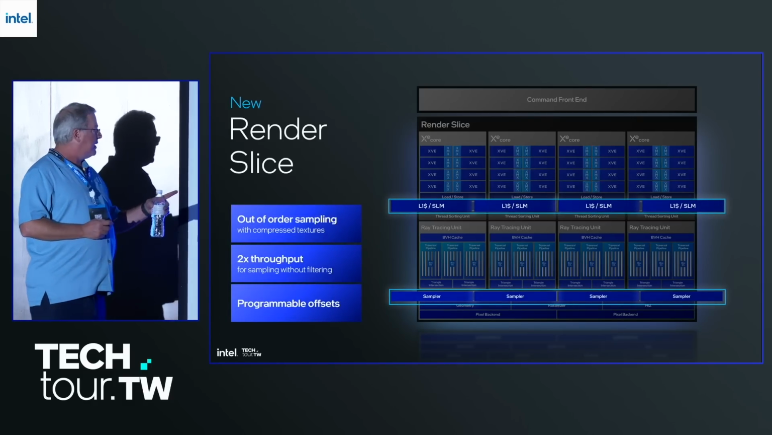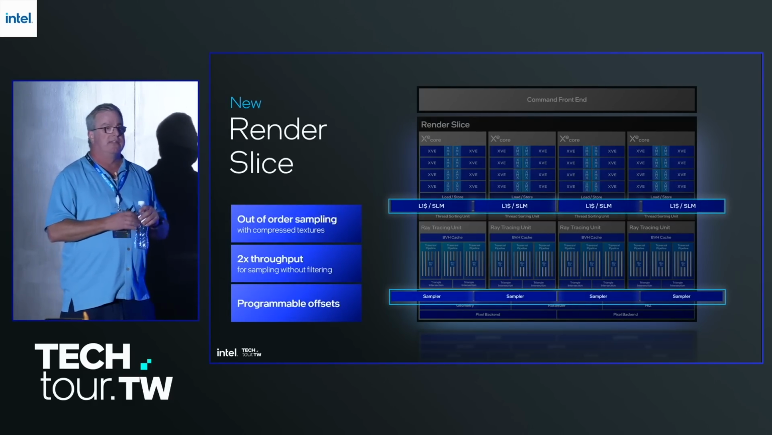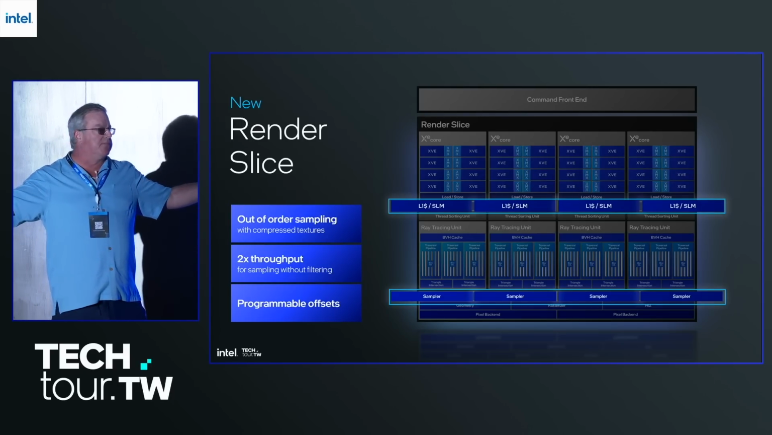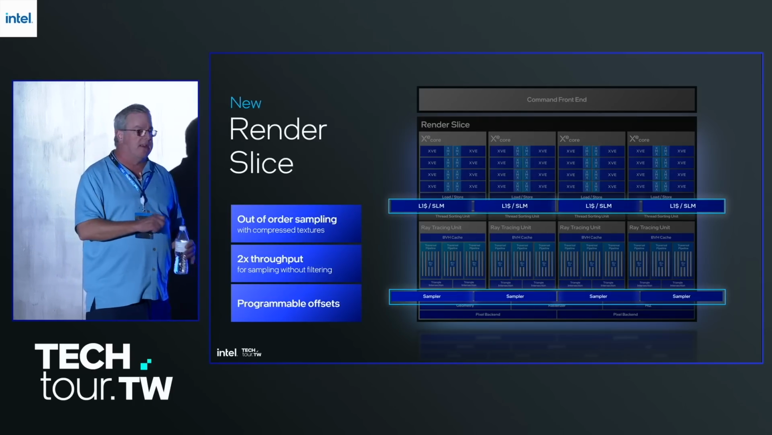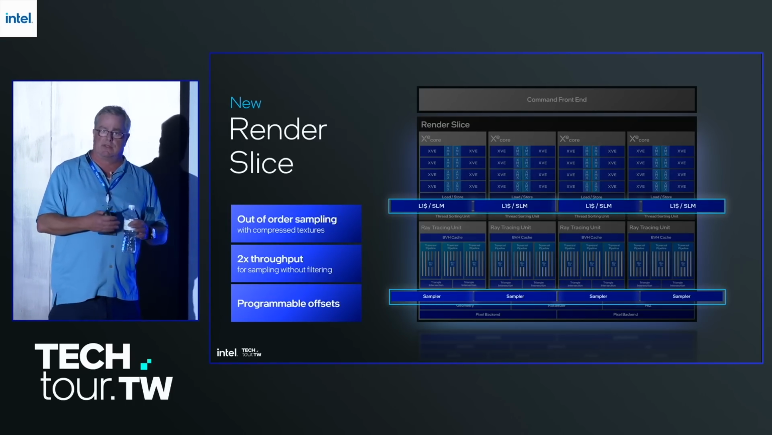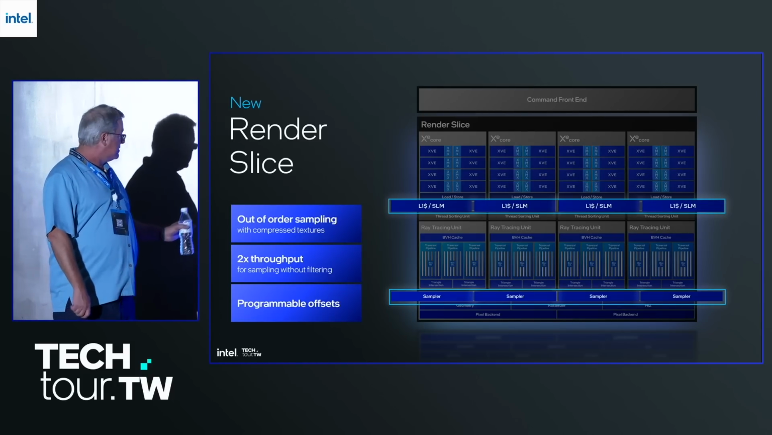If you dive into the next block, we've got out-of-order sampling in XE2 with compressed textures. That is a very, very important technique. As you know, games have these gigantic multi-gigabyte textures that are mapping trees and forests and hills. So we compress those, and they go into our cache compressed. So we need to be able to sample out of order, and that's a new feature for XE2.